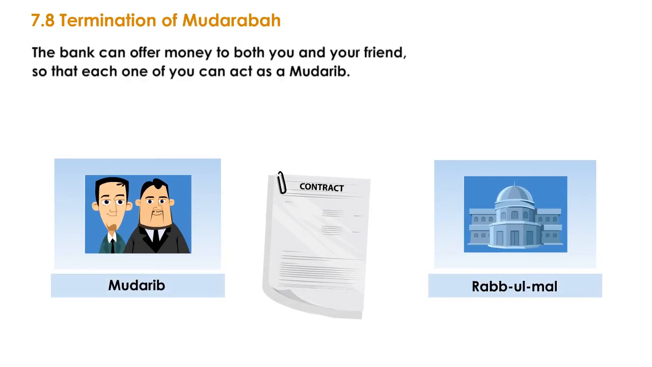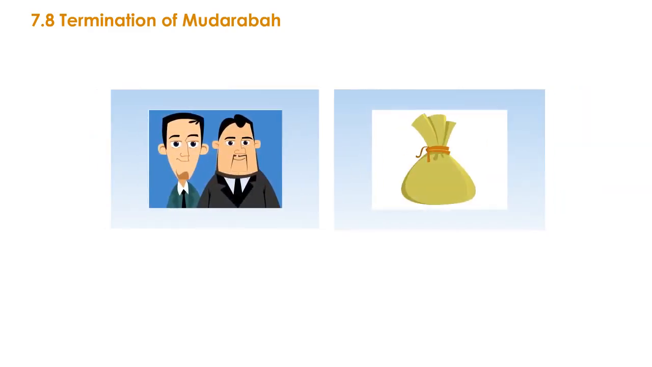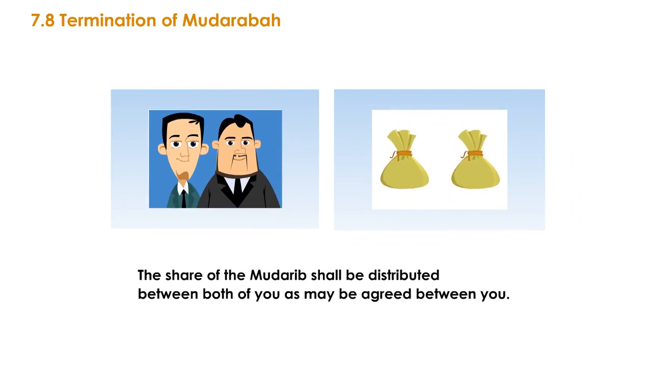The bank can offer money to both you and your friend, so that each one of you can act as a Mudarib. The capital shall be utilized by both of you jointly. Both the Mudaribs shall run the business as if you are partners. The share of the Mudarib shall be distributed between both of you as may be agreed between you.